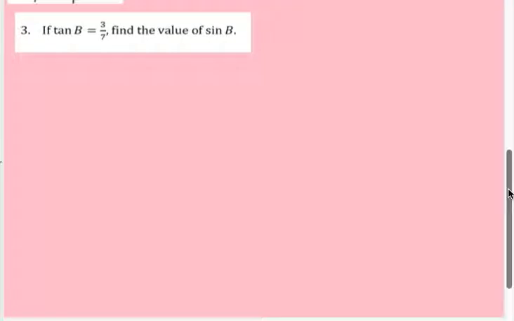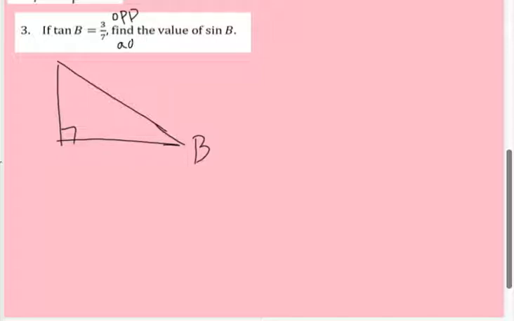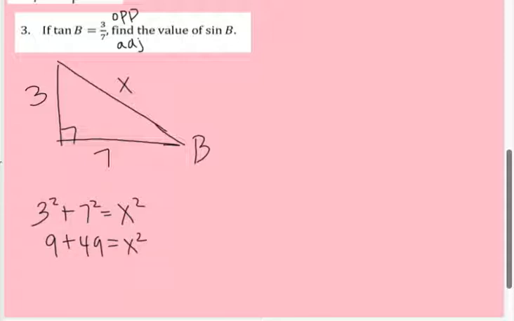Same idea here. I'm going to go ahead and draw myself a triangle. Tangent of B, I'm going to label this angle B. Tangent is opposite over adjacent. So now in this case, I know my opposite is 3, my adjacent is 7. I do not know my hypotenuse, so I'm going to call it x. So I'm going to solve for x. So I would have 3 squared plus 7 squared is equal to x squared. This is 9 plus 49 is equal to x squared. 58 is equal to x squared. Then I would take the square root on both sides to get x. So x is equal to the square root of 58.